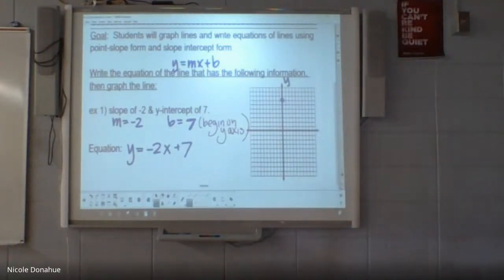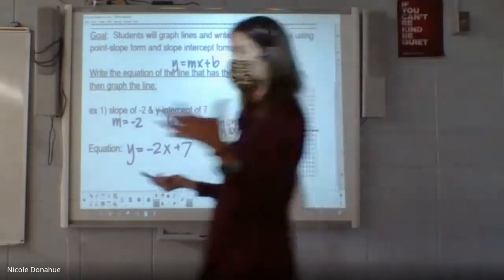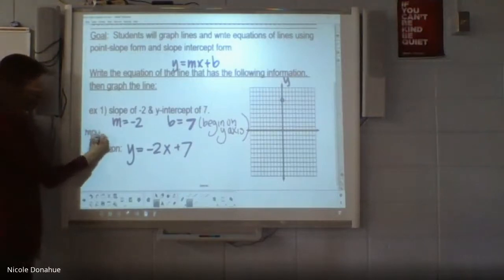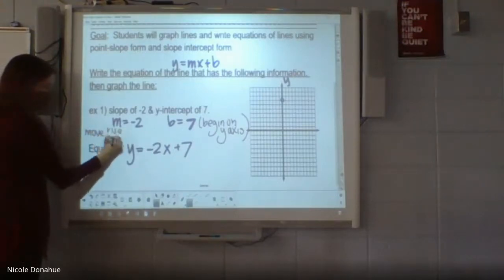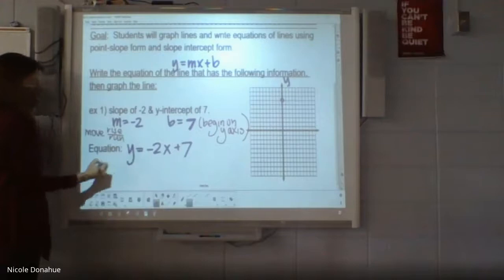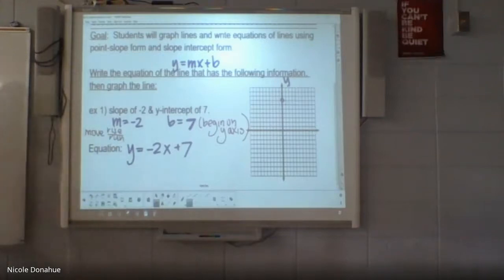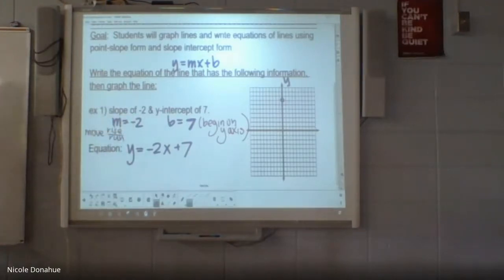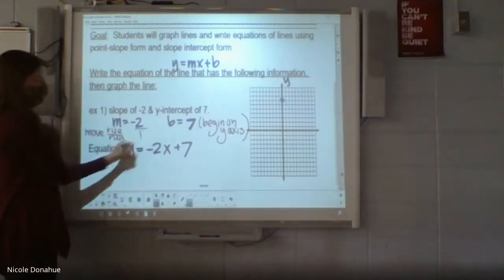And just like we did last class, from that spot I can move using my slope. So the m is how we move, and we're going to make that rise over run. So if I have a -2, how do I make that a fraction? Because I want it to have 2 parts. What do I do with that -2 to make it a fraction? Yeah, -2 over 1. Yes, I can put it over 1.